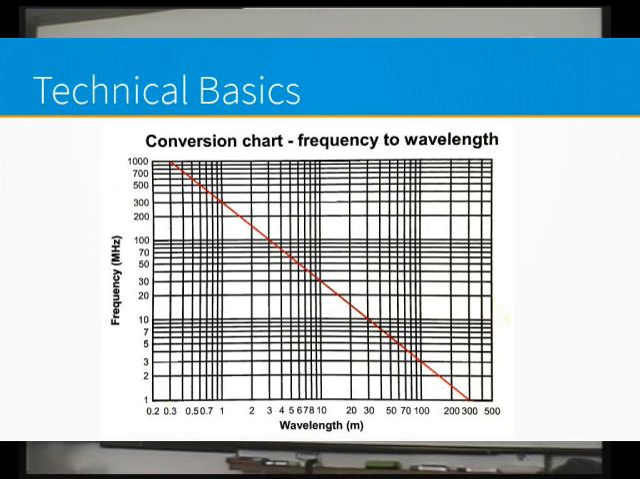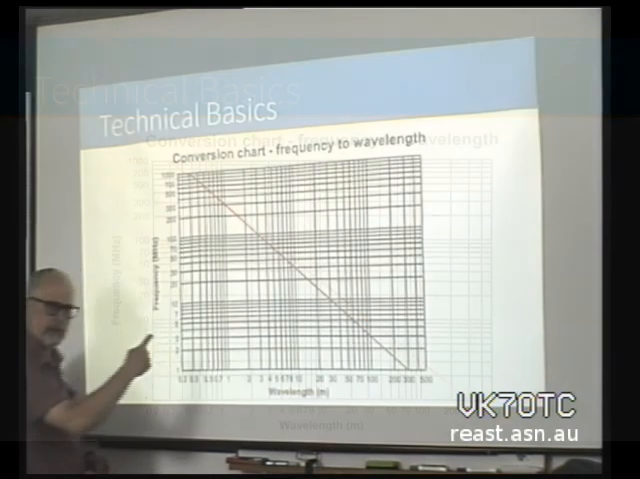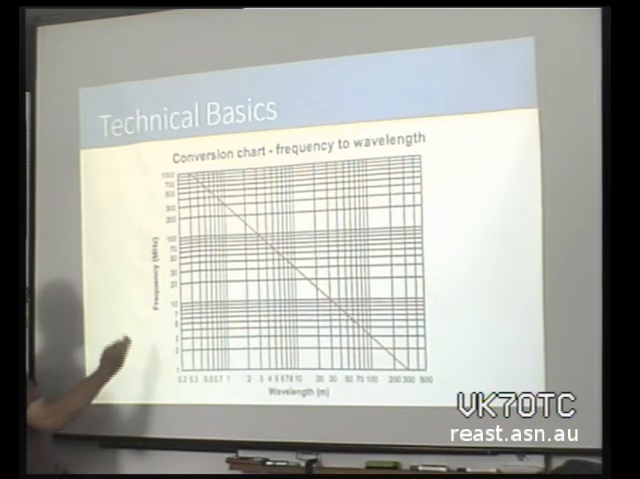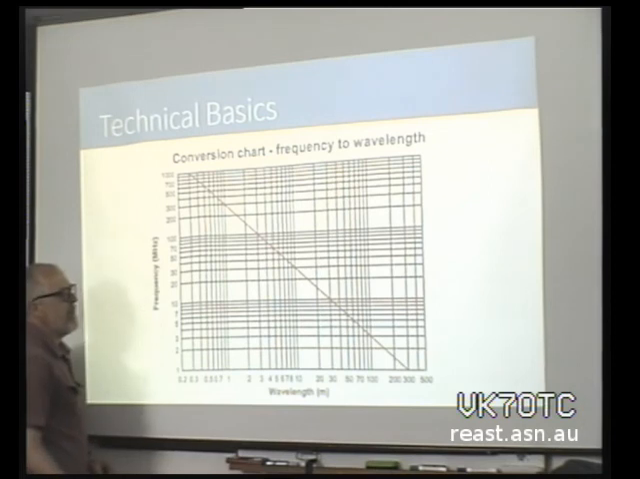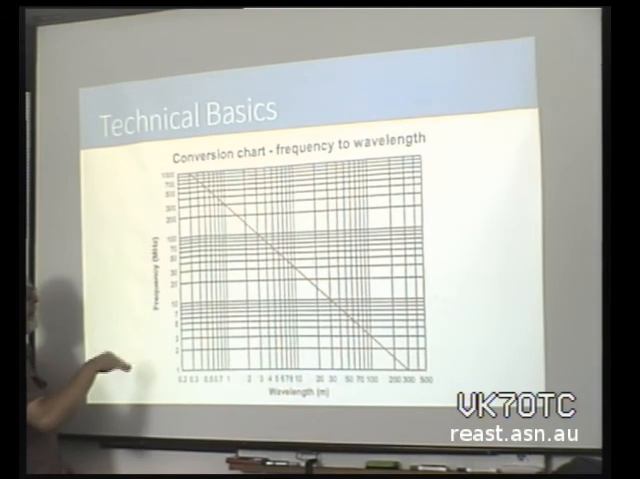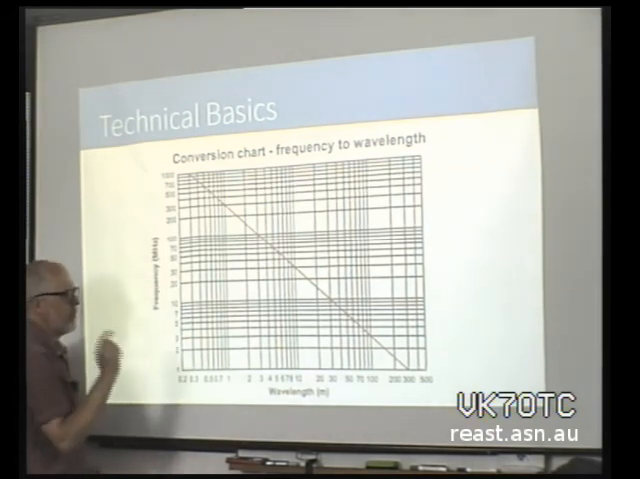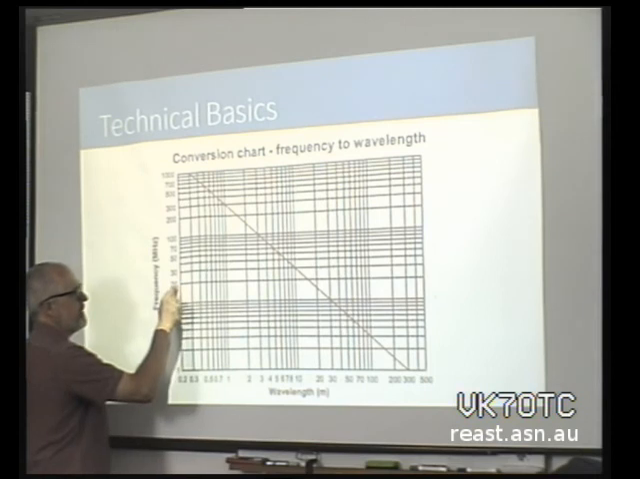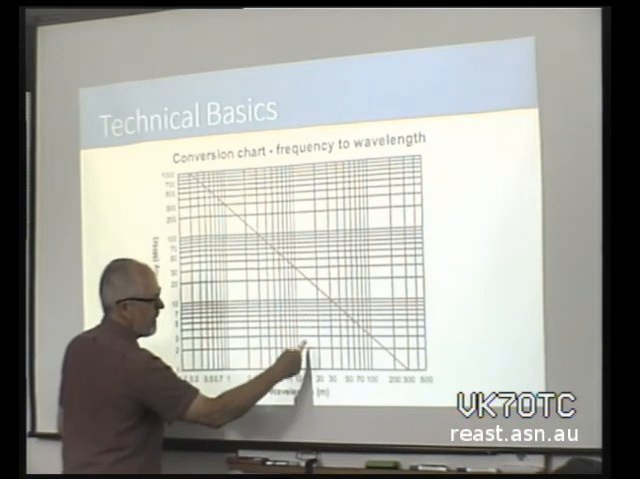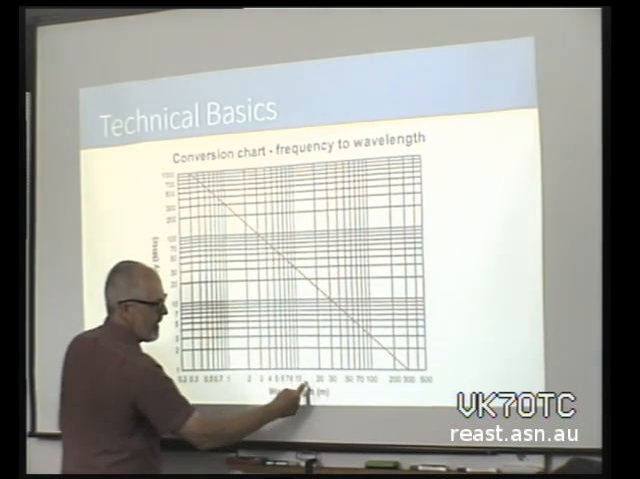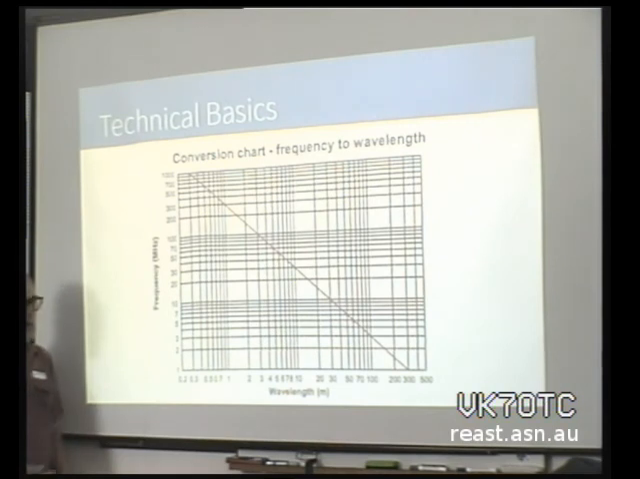You don't have to know that formula, but if there's a question around this in the exam, you're given this chart. This chart's really handy because it gives you frequency on one axis and wavelength on the other axis in meters. You might be asked, okay, for a frequency of 20 megahertz, what's the wavelength? The way you use the chart is find the frequency here, go across to the red line and then come down, and that would be 15 metres. And you can use it in reverse as well.